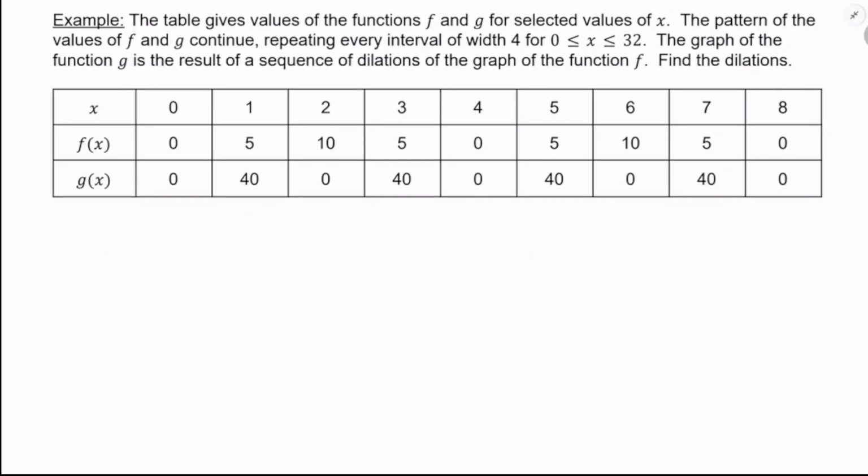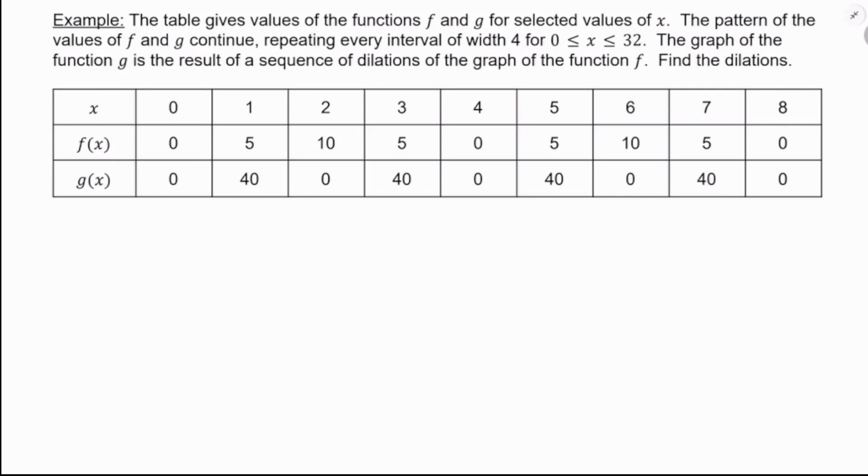Now, the last example I've got for you is here's a table. And you've got these two functions f and g. The pattern of the values of f and g continue, repeating every interval of width 4 for x between 0 and 32. The graph of the function g is the result of a sequence of dilations of the graph of the function f. We're going to find the dilations. I think this is a very tricky question, and we struggled to replicate it in a way that wasn't showing you the exact same one.